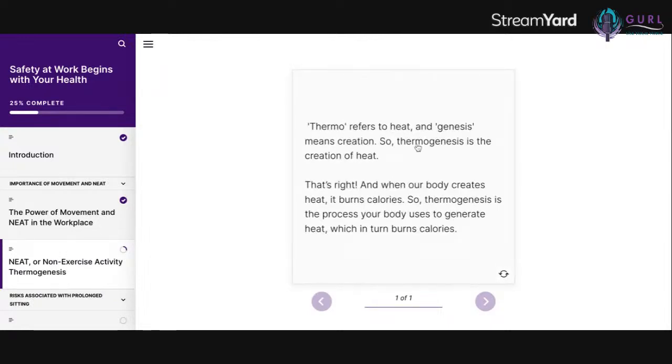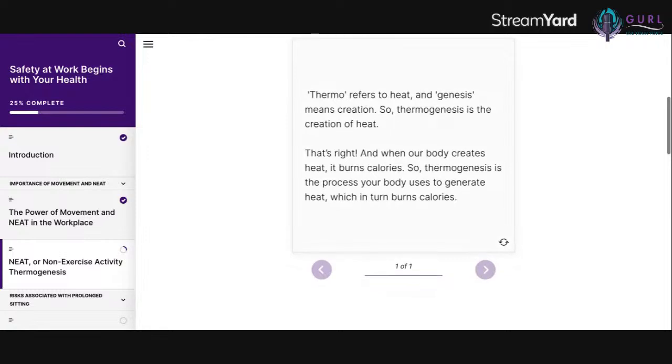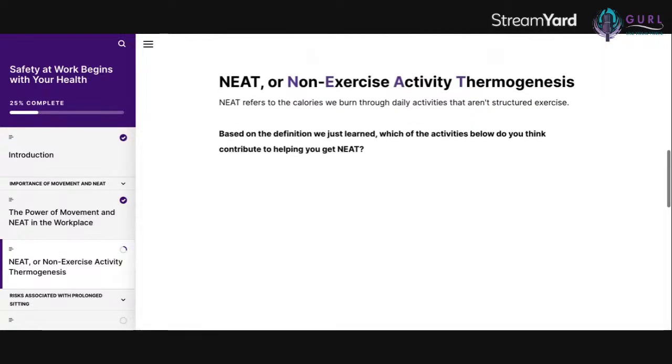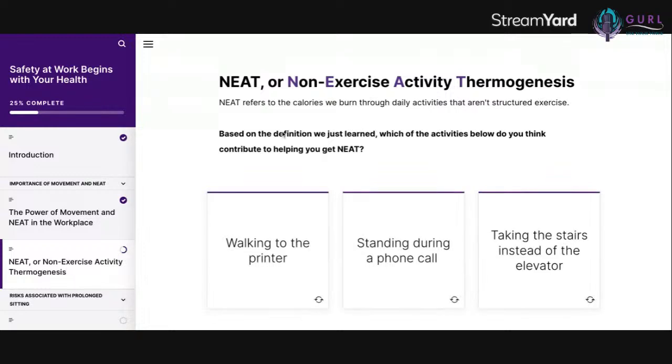Thermo refers to heat, and genesis means creation. So thermogenesis is the creation of heat. That's right. When our body creates heat, it burns calories. So thermogenesis is the process your body uses to generate heat, which in turn burns calories. So NEAT then refers to the calories we burn through daily activity that aren't structured exercise, non-exercise.